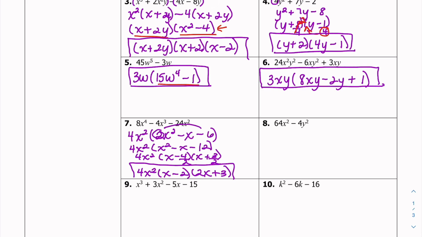All right, looking at number 8, 64x squared minus 4y squared. Greatest common factor of 64 and 4 is 4. So we want to take that out. Inside, we're left with 16x squared minus y squared.